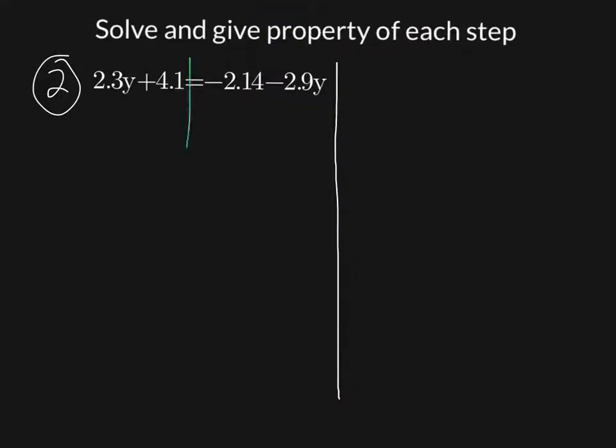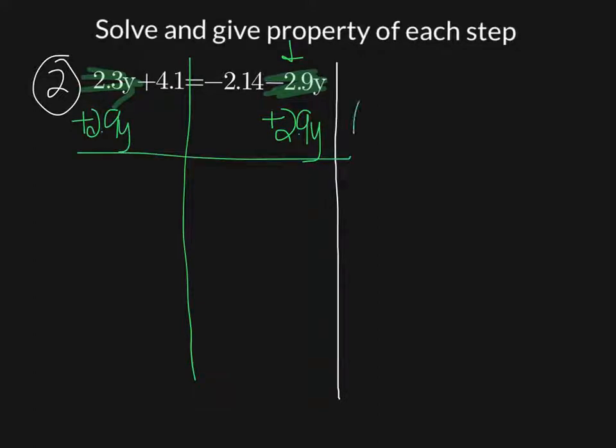Alright, so on this one, what they're wanting to do is solve and get the property we used. So the same thing that we had last time, where we have y's over here and we have y's over here. So I'm going to get them together. So I'm going to go ahead and take this one, my negative 2.9y, and I'm going to move it. That means I got to do the opposite, which means I'm adding. So this is the addition property because I added.